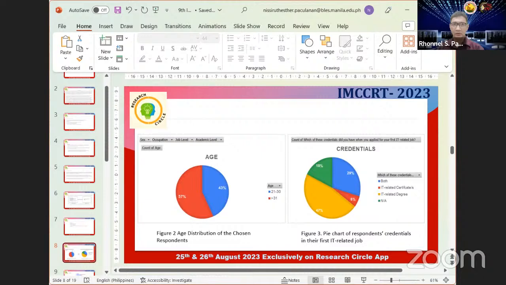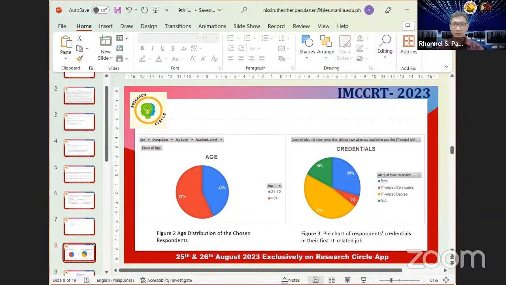The other one is the pie chart of respondents' credentials in their first IT-related job. So this shows what qualified them when they applied for their first IT-related job. According to the graphics, 6% had IT-related certificates, while 18% had none. 29% have both, and the remaining 47% have solely an IT-related degree.